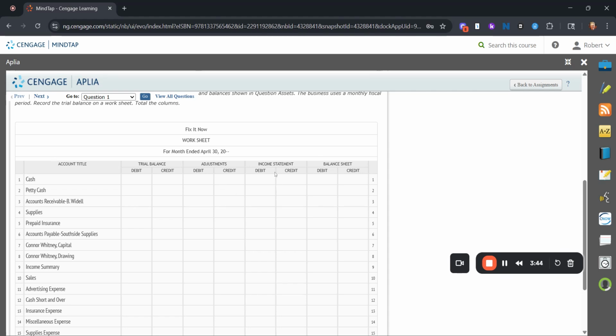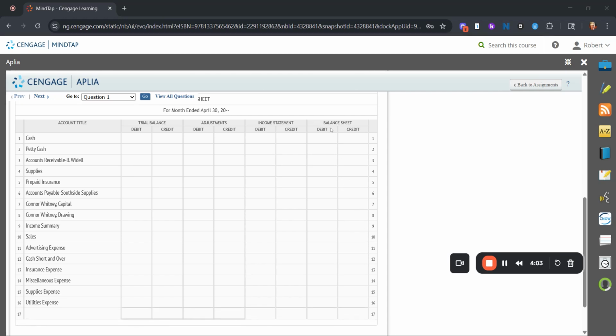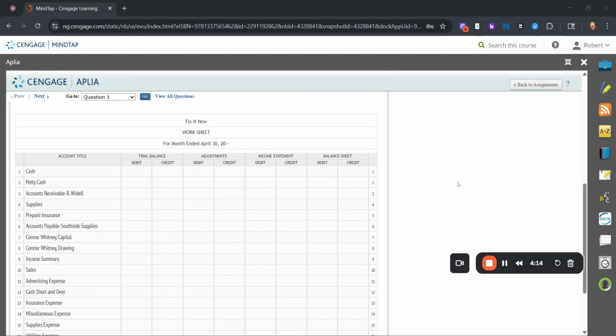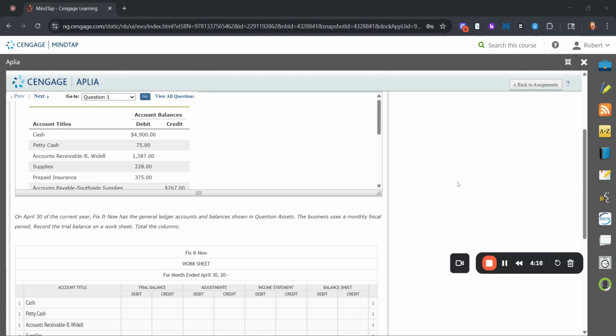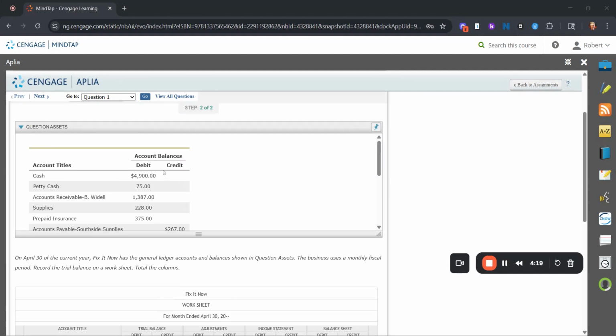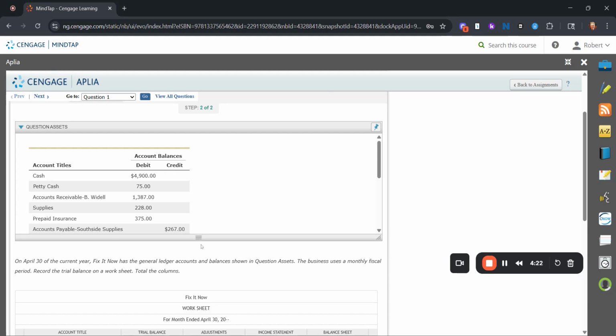Then we have the section for income statement. That's going to be any kind of expenses that are brought in for the business. And then the balance sheet columns. So the balance of all these accounts once any changes are made from the first section of columns to the last section of columns. So in this first part, in 6-1, we're just going to fill in the trial balance section.